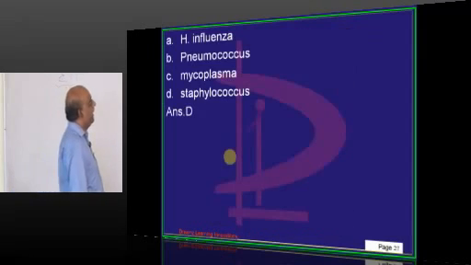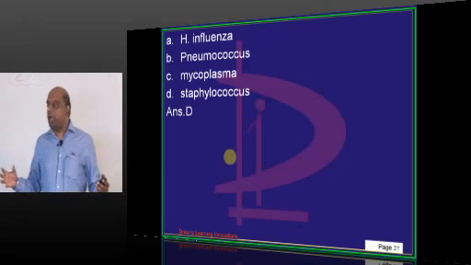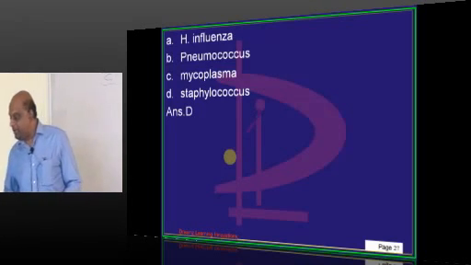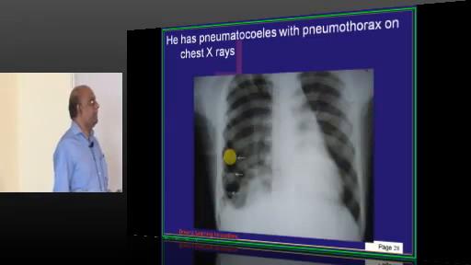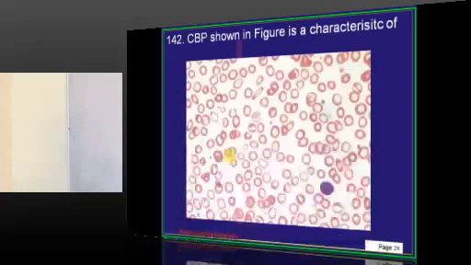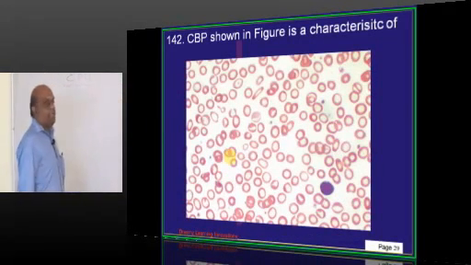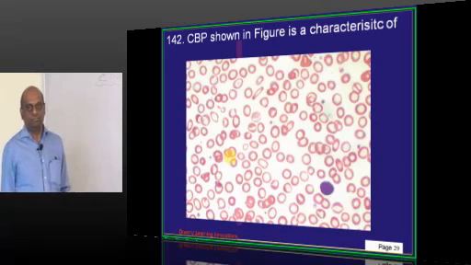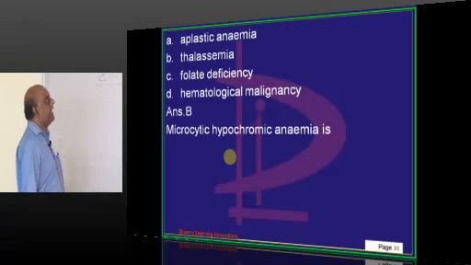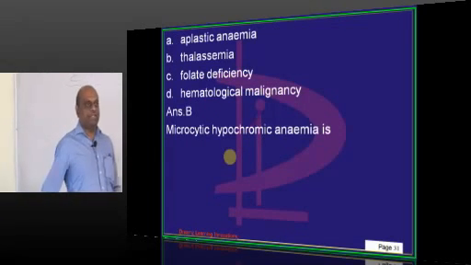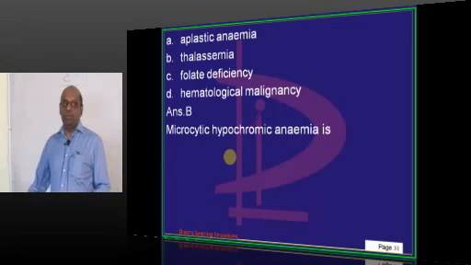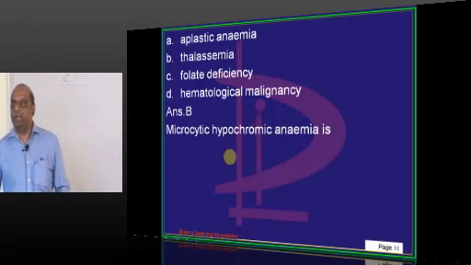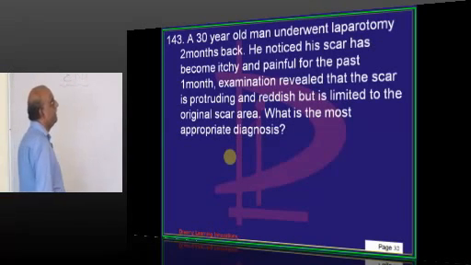Staphylococcus is known to lead to the development of pneumatoceles, is what you have to basically remember. Now a complete blood picture is being shown. It is a microcytic hypochromic anemia, which is typically seen in the case of thalassemia, iron deficiency, anemia of chronic illness, sideroblastic anemia, etc.